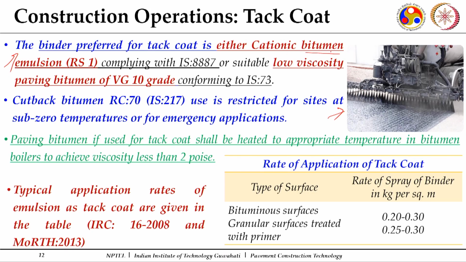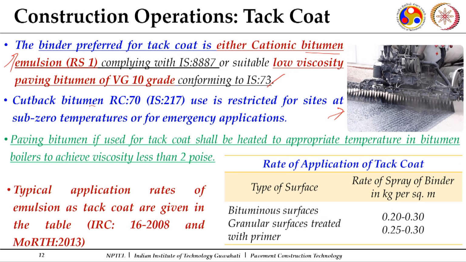The binder preferred for tack coat is either cationic bitumen emulsion, where a rapid setting grade such as RS1 is used, because this is again a thin application, complying with IS 8887, or a low viscosity paving bitumen. Even VG10 bitumen is also used in some places as a tack coat, and the VG10 should meet the requirements of IS 73 in that case.